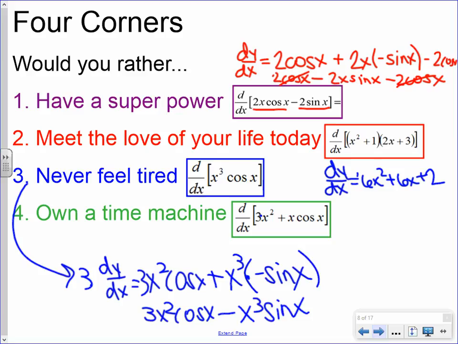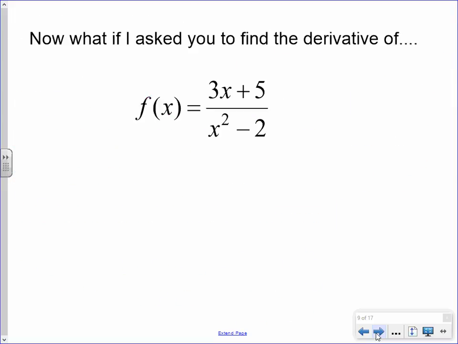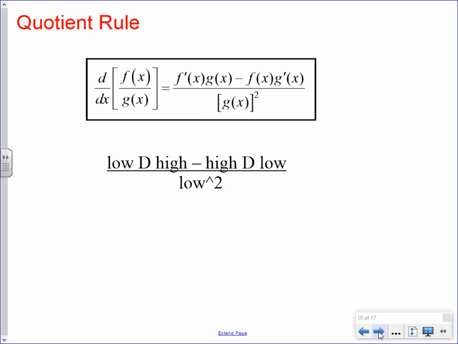All right, one more rule today. What if I wanted to take the derivative of this? Is this a product? No, instead it is a quotient. Here's your quotient rule. It's a little bit more detailed. I'm not going to prove this one to you either, so don't worry about that.